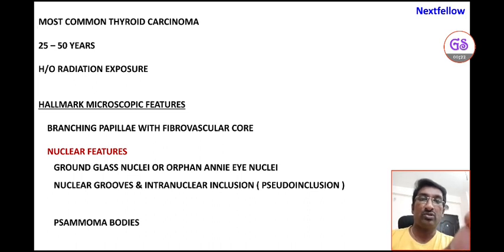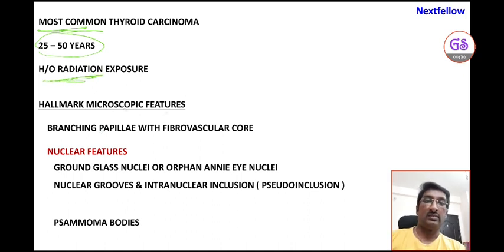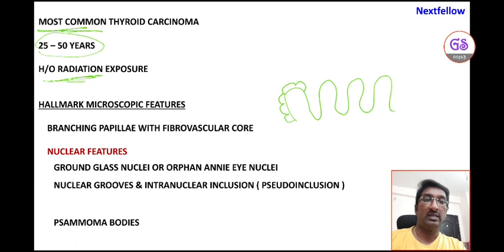So this is the most common thyroid carcinoma and the age group is adult, that is 25 to 50 years, and there will be history of radiation exposure. The hallmark microscopic features of this papillary carcinoma is branching papillae with fibrovascular core. That means there will be finger-like projections like this. These are called branching papillae, which will be lined by the epithelial cells, that is tumor cells, and they will have the central fibrovascular core running.